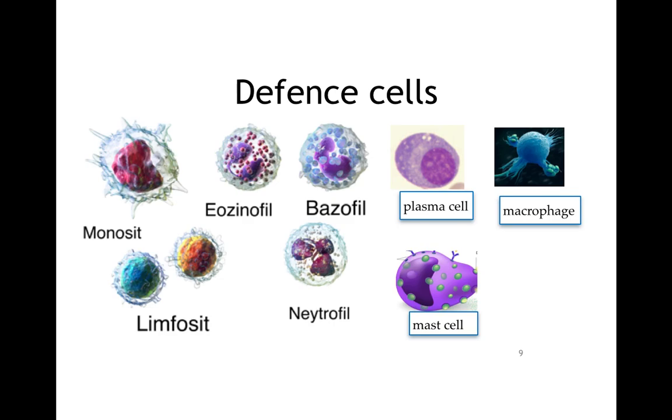Defense cells. In pulp, we can find a lot of defense cells such as monocytes, eosinophils, basophils, plasma cells, macrophages, mast cells, neutrophils, and lymphocytes. But sometimes we can't find them because these kinds of defense cells migrate in the organism. That's why when there is inflammation of pulp, we can find all types of defense cells.